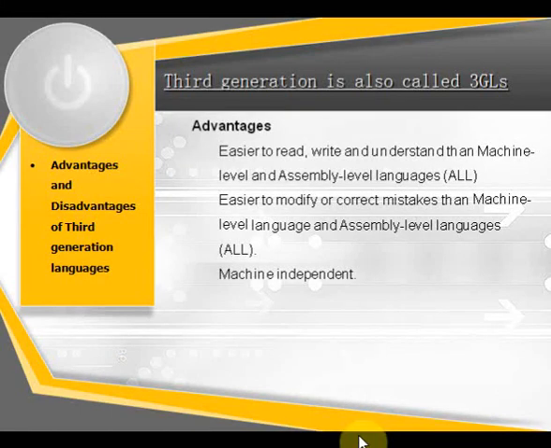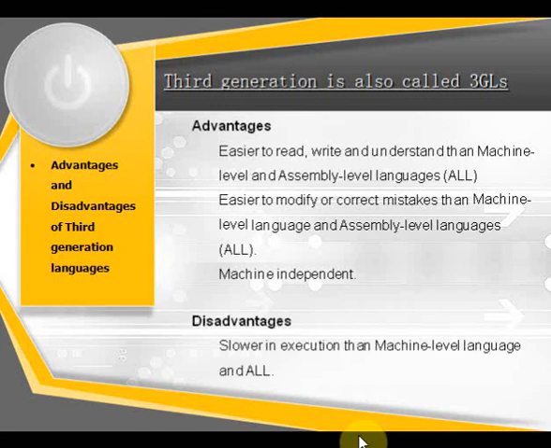Alright, advantages of 3GLs or third generation languages. It is easier to read compared to machine language. It is easier to write, and it is easier for us to understand as human beings. It's also machine independent, meaning that if you write a program using third generation languages on one type of computer or machine, you can take that same program and run it on another type of machine, and guess what? It will actually run, right? You need to remember that. Let's move on.